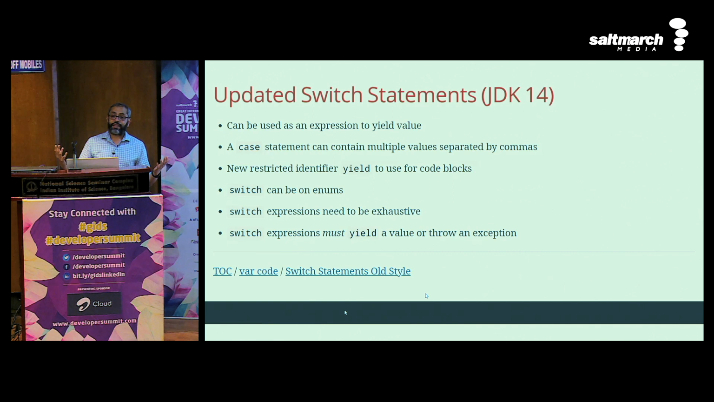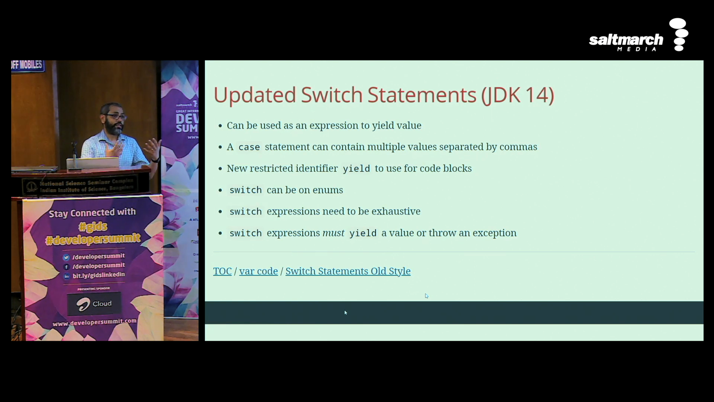So basically, the updated switch statements were launched as GA as a part of JDK 14. It can be used as an expression in order to yield a value. And we'll actually look at the code examples when it will become much clearer. And it's very important to understand for it to yield a value. A case statement in the updated syntax can actually contain multiple values that are comma separated, and we'll look at that as well. A new restricted identifier was introduced called yield.